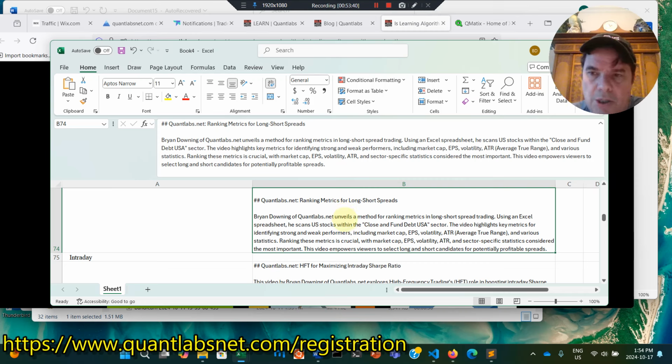Ranking metrics for long, short spreads. Okay, so here we rank metrics, no different than factor model trading. We use long, short spread trading. Here we can use an Excel spreadsheet. Lots of people like their Excel. They scan US markets within, let's say, closing fund debt USA.